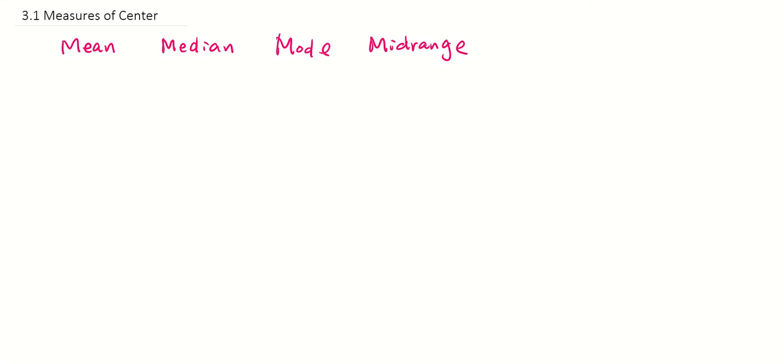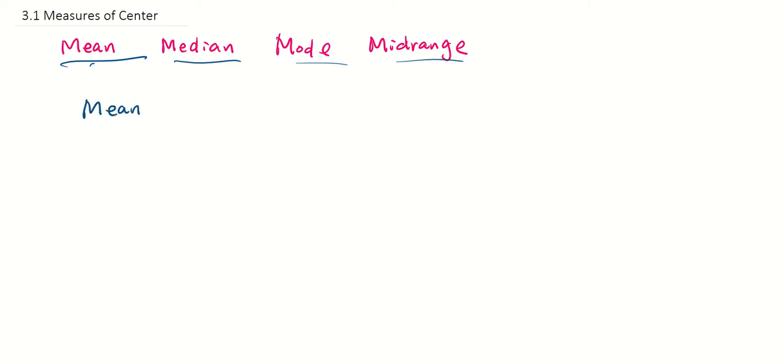This video will talk about measures of center. There are many ways to measure the center of a set of data. Here we will introduce 4 measures of center: mean, median, mode, and mid-range. So let's start from mean.